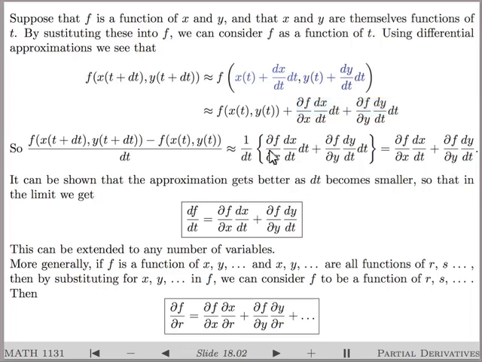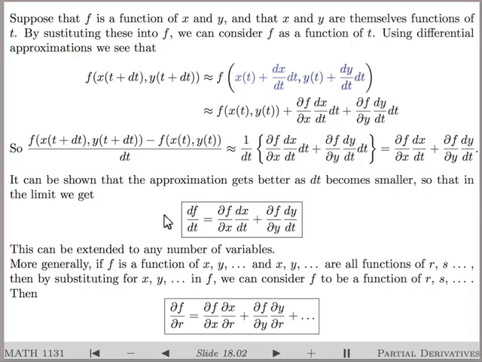So if we take this change and divide it by dt, we get this difference quotient, and that gives us this quantity. We can show that in the limit this approximation becomes exact, and in the limit this is the derivative of f with respect to t. This gives us the chain rule for this case.